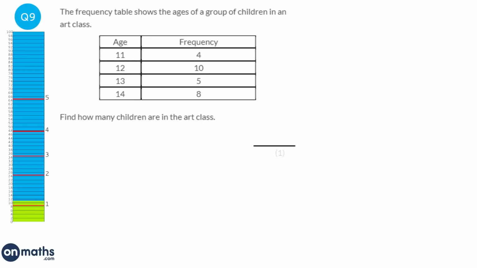So how a frequency table works is the frequency tells you how many are in each group. So we've got 11-year-olds here, and the frequency says there are 4 11-year-olds. There are 10 12-year-olds, 5 13-year-olds, and 8 14-year-olds. So to find out how many there are altogether, we're just going to do the 4 plus the 10 plus the 5 plus the 8, and that will equal 27.